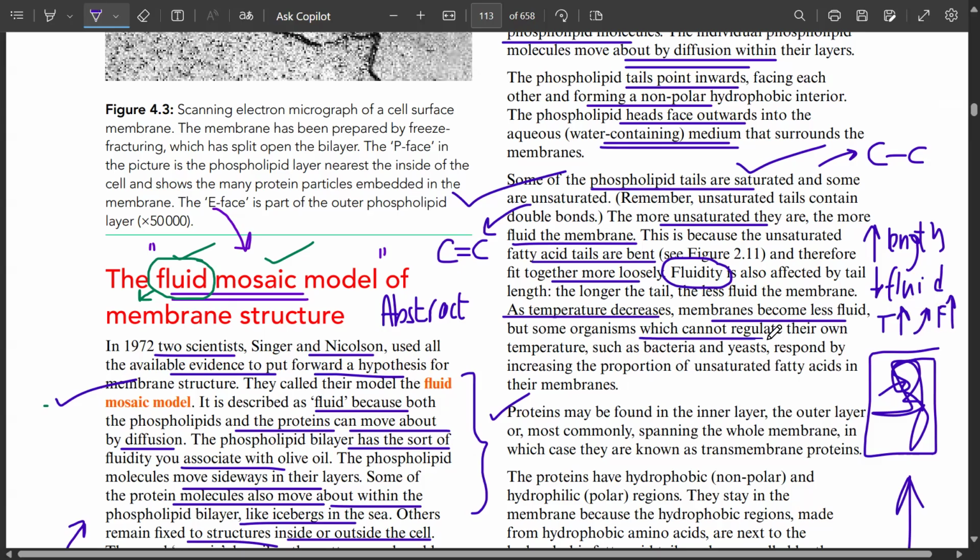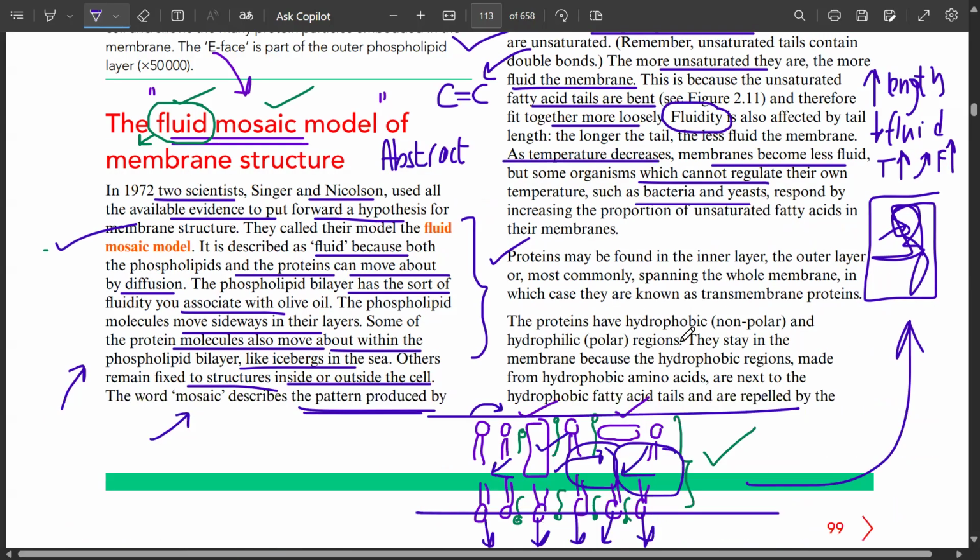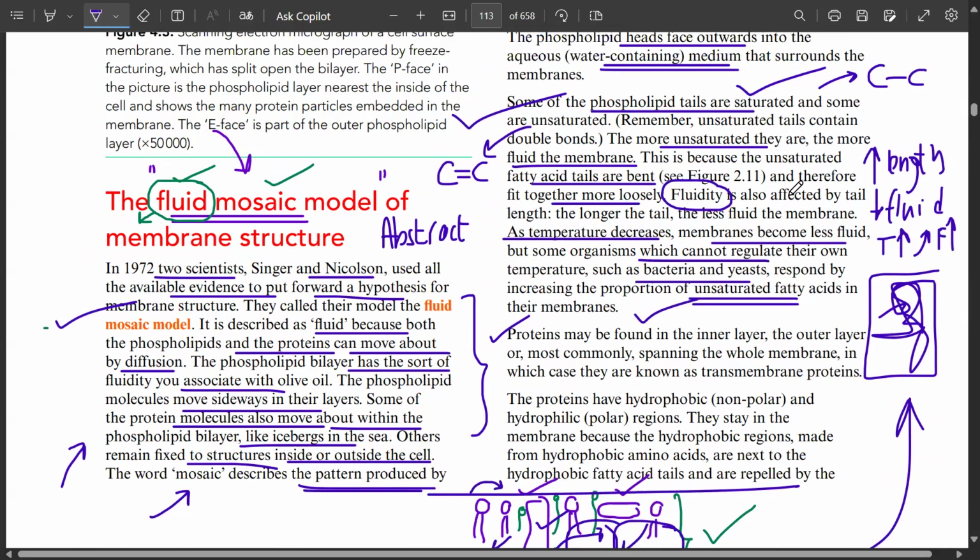But some organisms which cannot regulate their own temperature, such as bacteria and yeast, respond by increasing the proportion of unsaturated fatty acids. Now, in many organisms, even if you increase the temperature, the fluidity doesn't increase. So that is why they convert their saturated phospholipids into unsaturated fatty acids in their membrane, so that the more the unsaturated fatty acids, the more would be the fluidity.